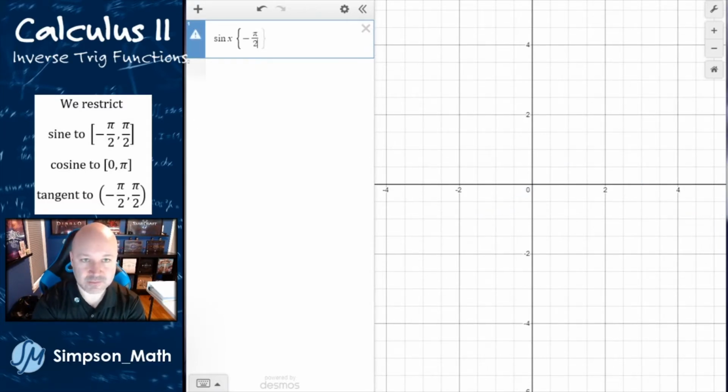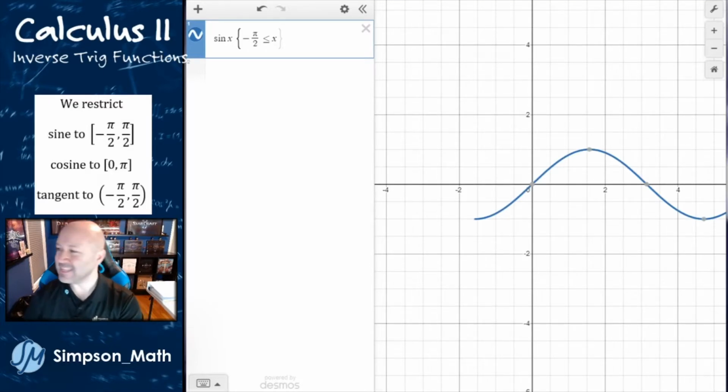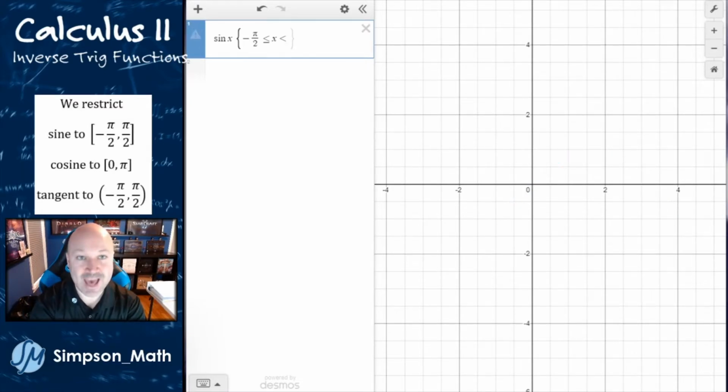Negative pi halves is less than or equal to x. And then I seem to be good up until this point right here at the pi halves. If I go any beyond pi halves, I'm going back down, and so I'm going to start to fail the horizontal line test again. So I'm going to stop myself just at pi halves.